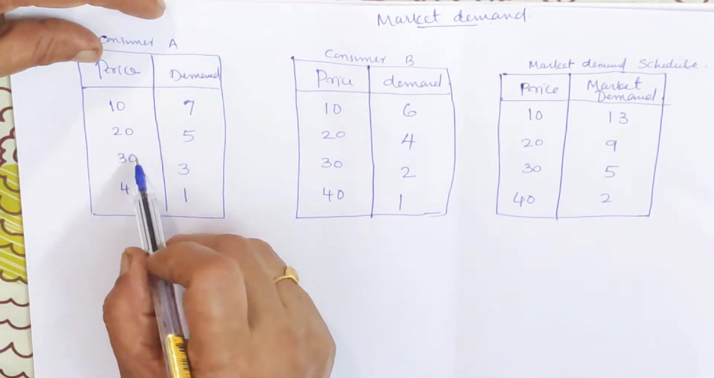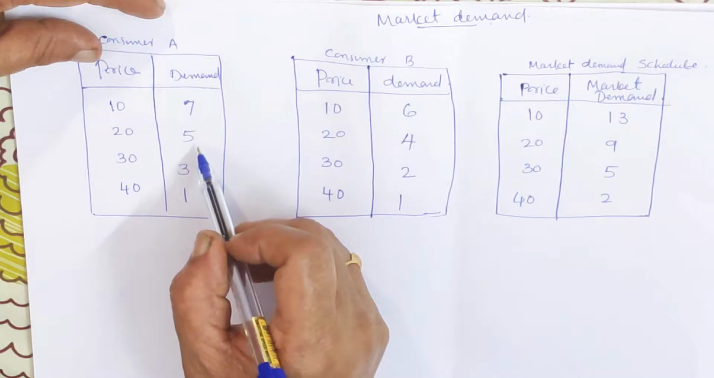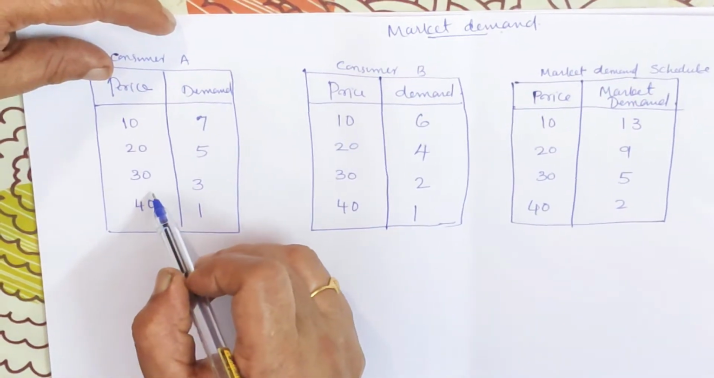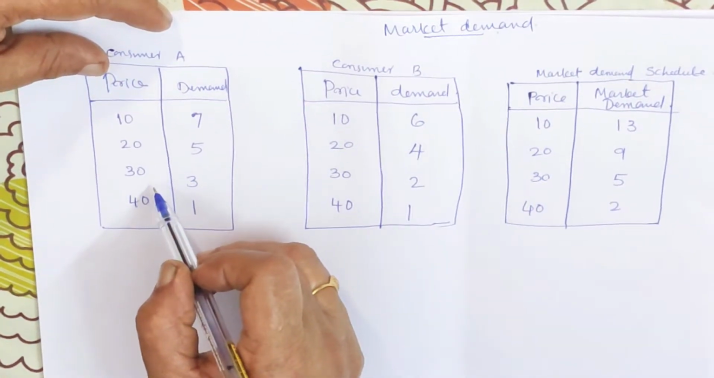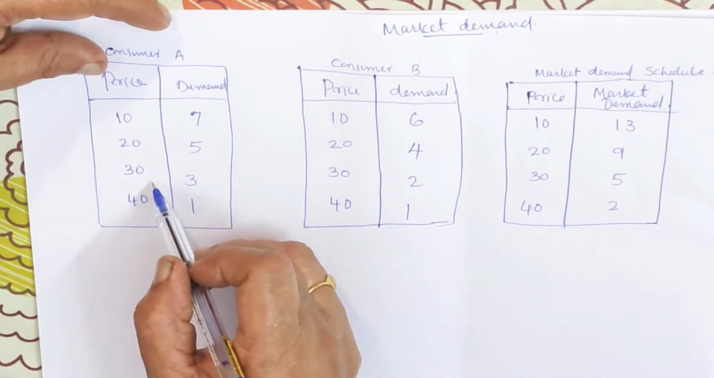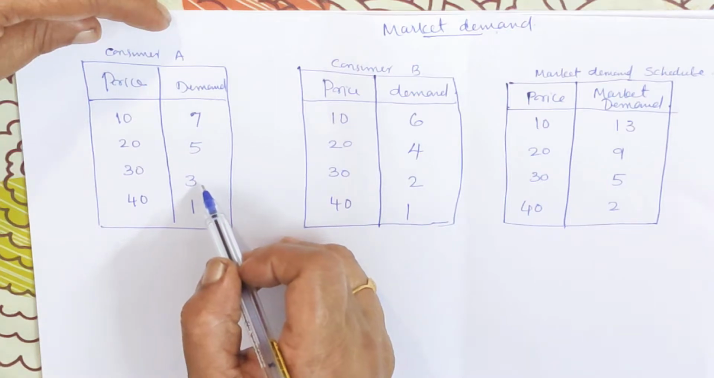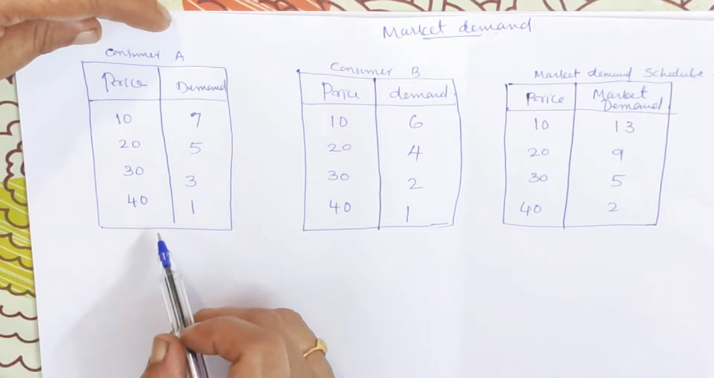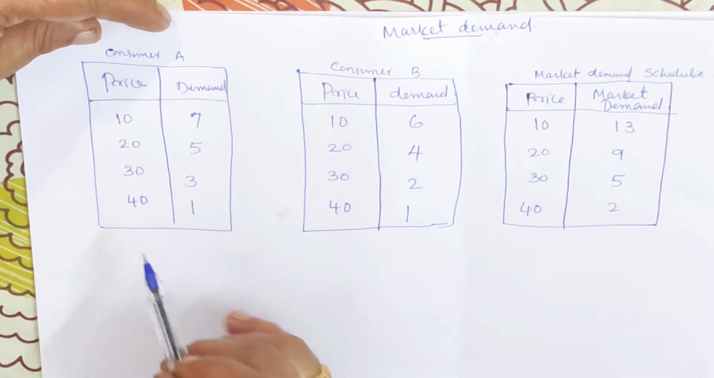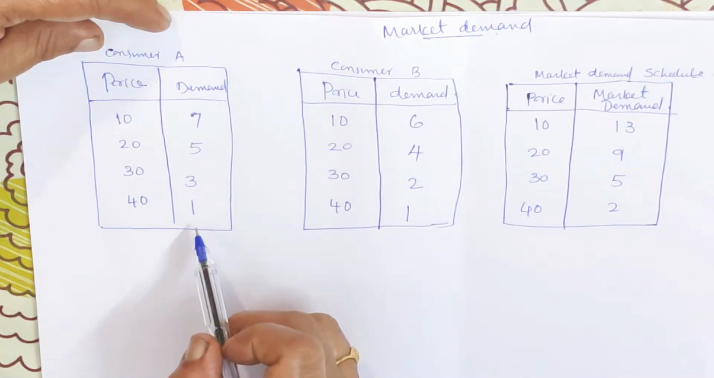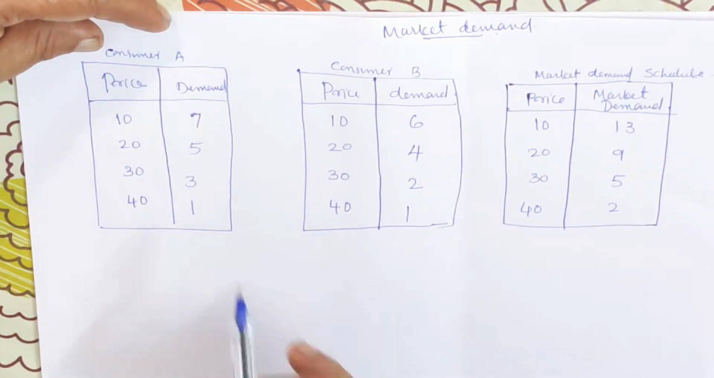When price increases to 20, demand decreases to 5. When price increases to rupees 30, consumer A demands only 3 units of the commodity. When price again increases to rupees 40, consumer A demands only 1 unit of the commodity.